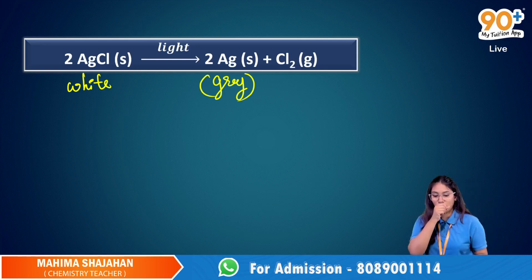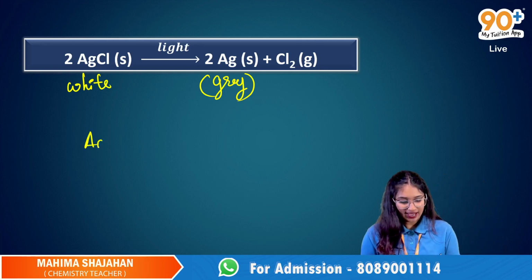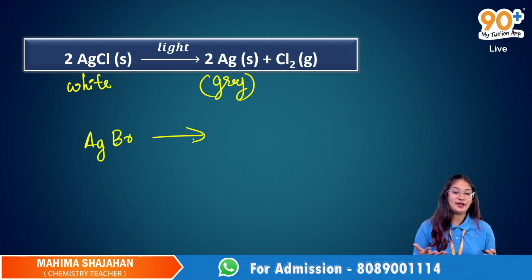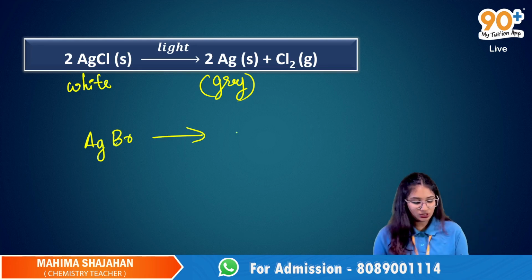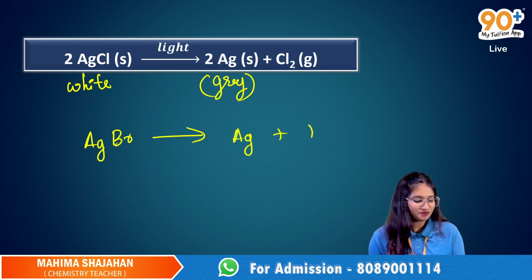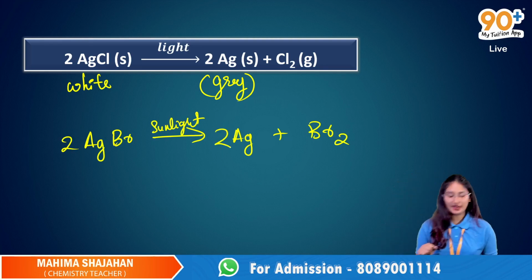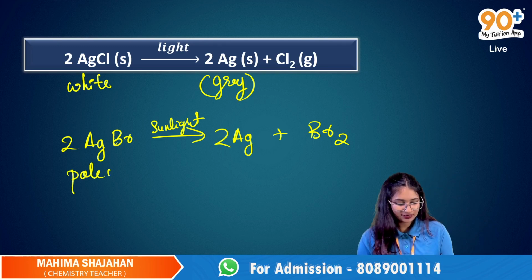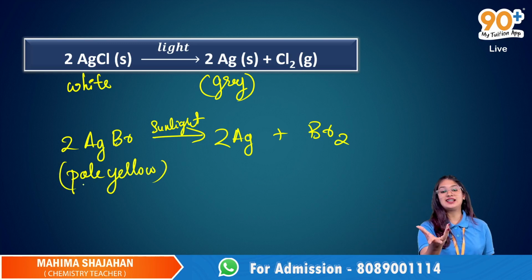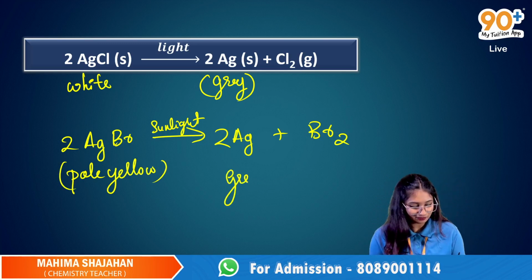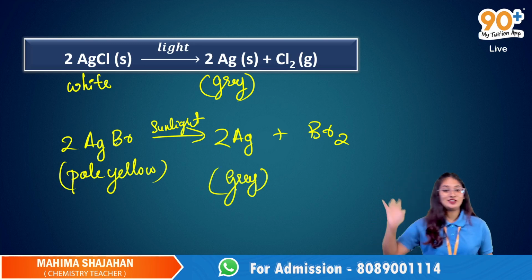Another example is AgBr, which is silver bromide. In the presence of sunlight it will decompose into metallic silver and bromine gas. Silver bromide is pale yellow in color. This pale yellow compound, in sunlight, will turn grey. So there is a color change.